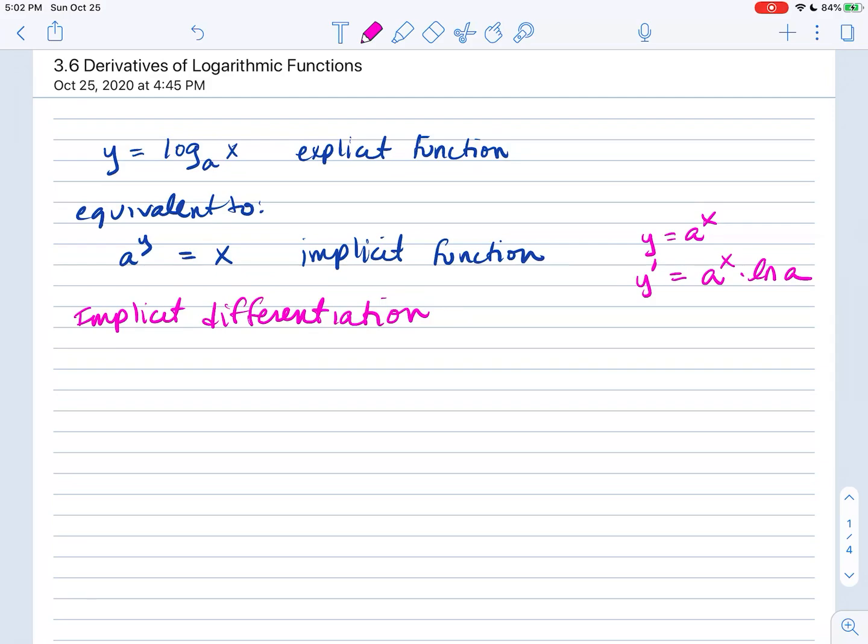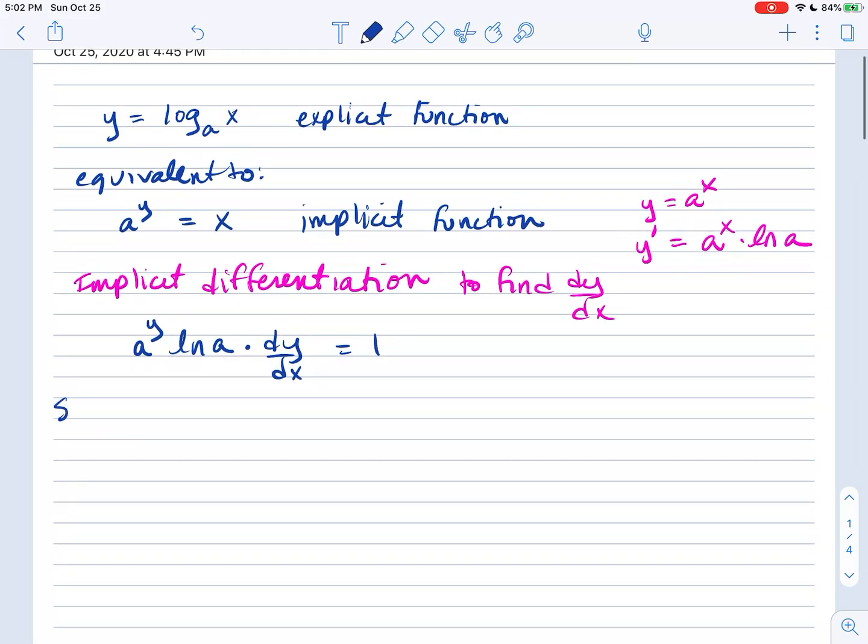remember that every term that contains y gets the chain rule because y is implicitly a function of x, and every x term gets normal differentiation. So if I'm going to perform differentiation to find dy dx, I'm going to differentiate both sides of the equation here, and a to the y is going to be a to the y times the ln of a, but then times dy dx, and that dy dx is the chain rule part. It's the derivative of the inside. And the derivative of x is equal to 1.